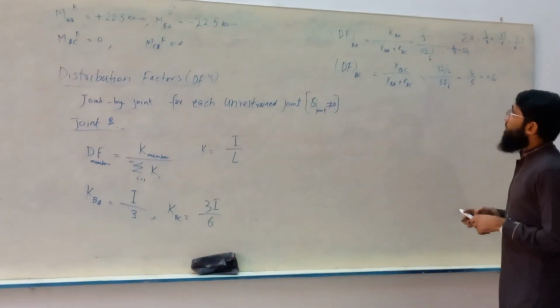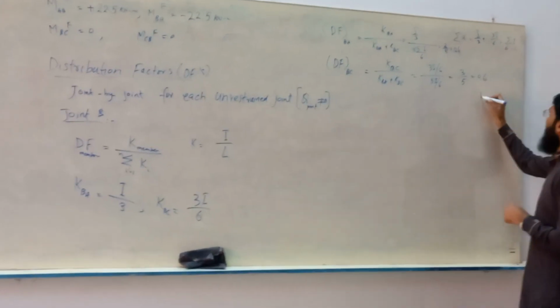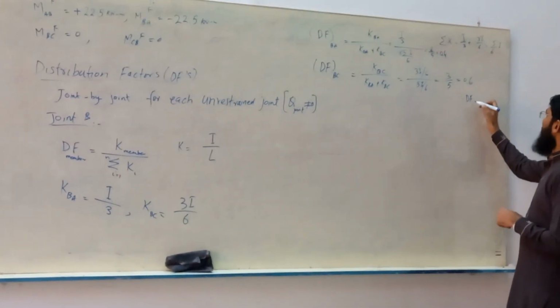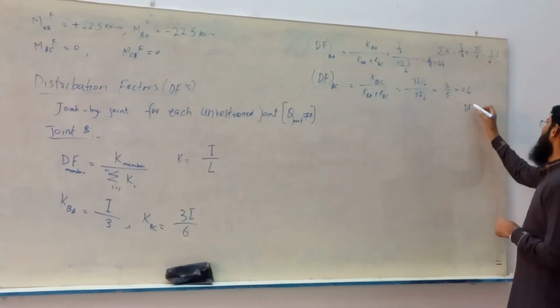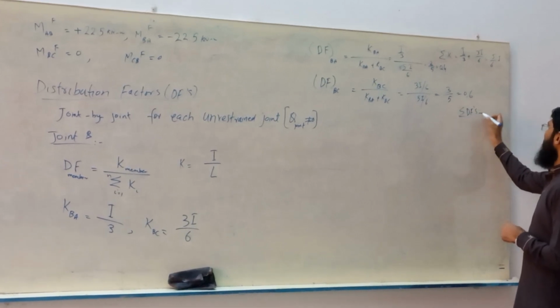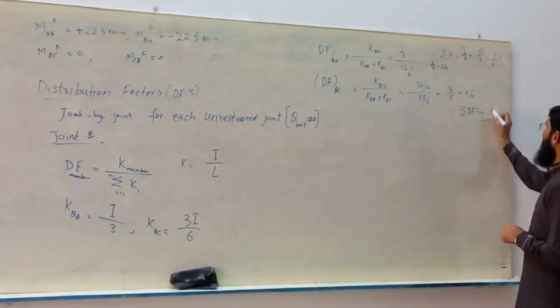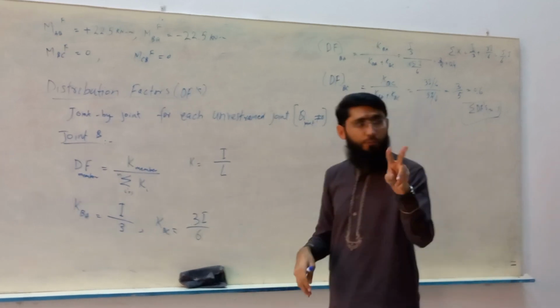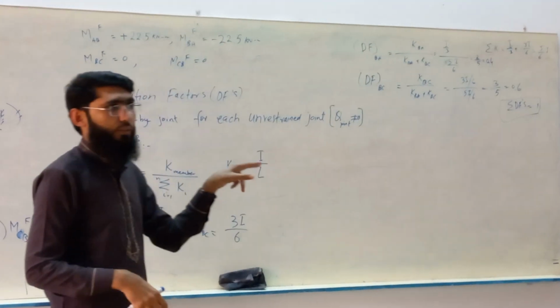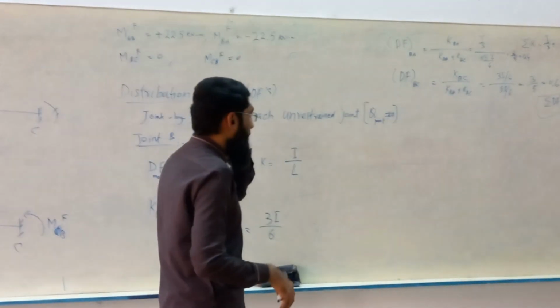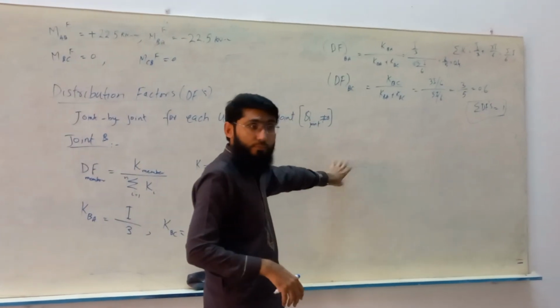Okay? Now, you can write a hint over here, maybe: summation DF should be equal to 1 for all the members at that joint. Okay, we've got 2 members at B, so the DF for the 2 members sums to 1. Okay, we're done with this part.